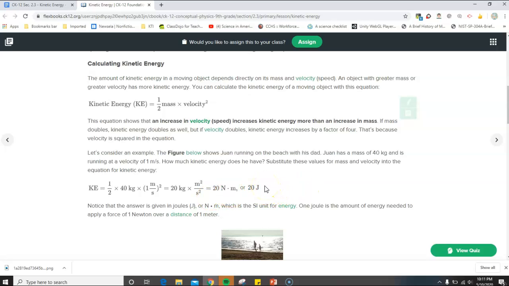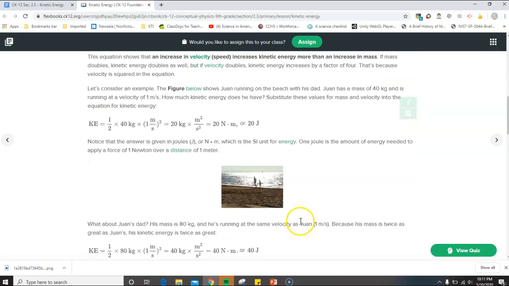We're not going to actually calculate kinetic energy, but you should understand how to make some comparisons. So in this section, it talks about Juan and Juan's dad, and they are running on the beach. Now, they're running together, side by side. So that means that they have the same velocity or same speed. So their speed is equal. They're running together side by side.